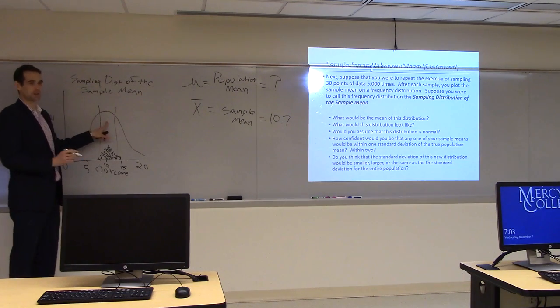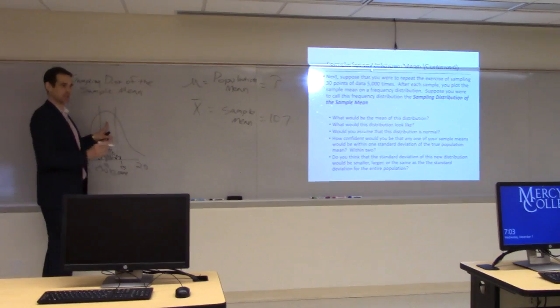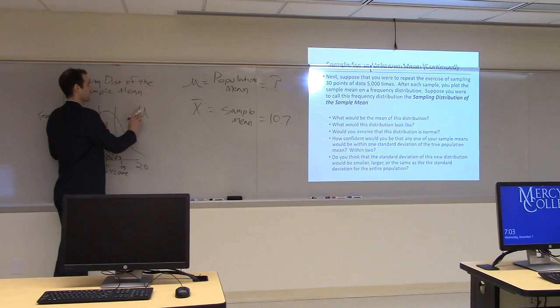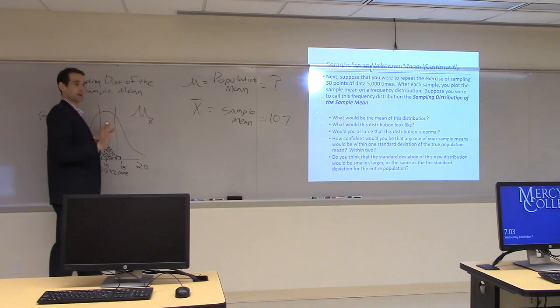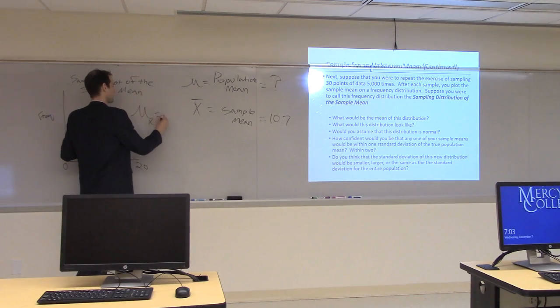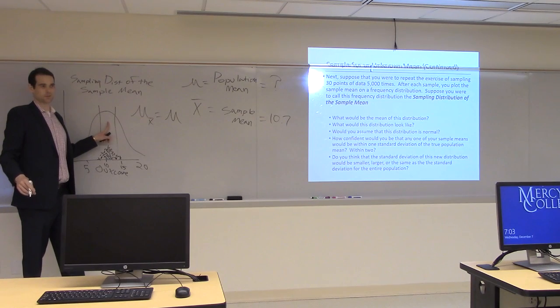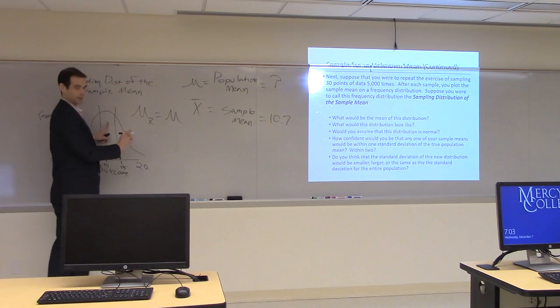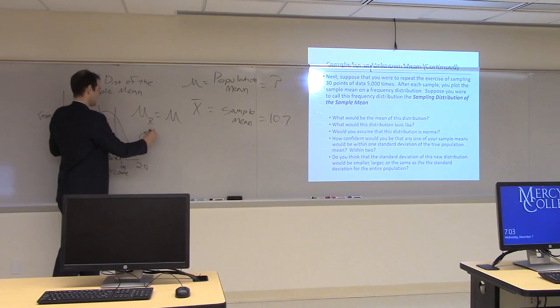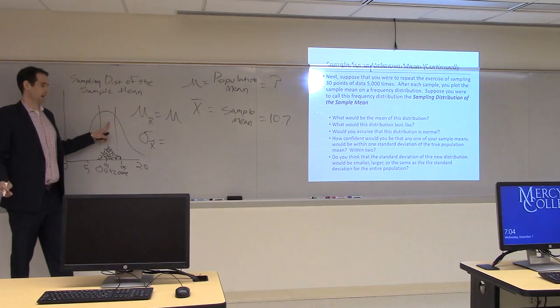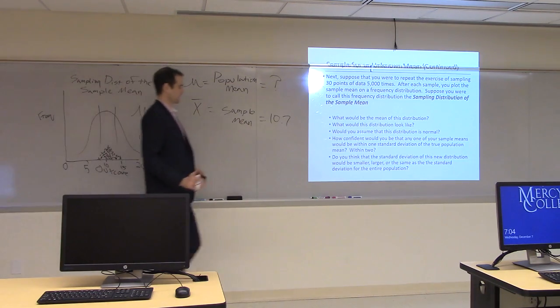So let's look at the two characteristics of this sampling distribution of the sample mean. The mean of this is notated with the mu and a little x bar. That's the mean of the sampling distribution of the sample mean. That is equal to the true population mean of mu. This also has a standard deviation, the standard deviation of the sampling distribution of the sample mean. We'll look at that with this next question.